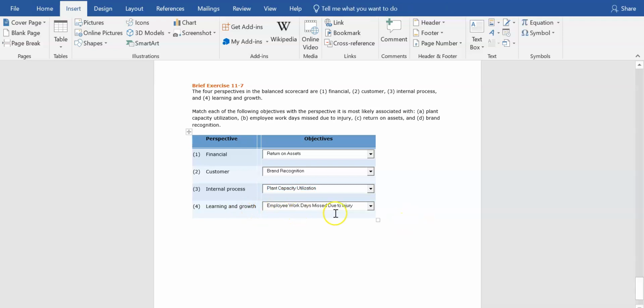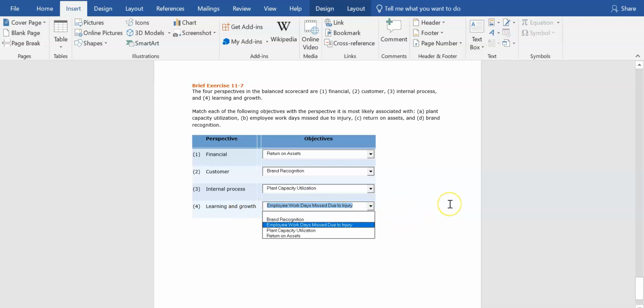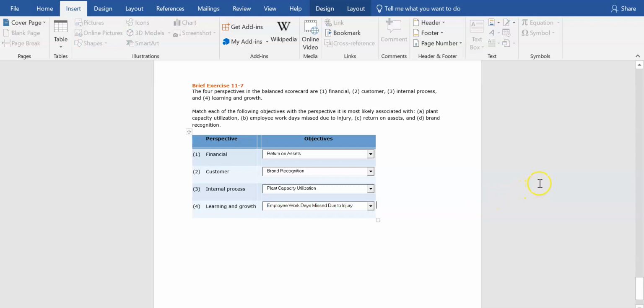And finally, learning and growth. How did we do in terms of our learning and growth within the organization? And out of these, the best objective to evaluate is how many employee workdays were missed due to injury. Okay, so just keep in mind that even though we focus on the financial in accounting, there are other ways to evaluate a company's success. And that's what the Balanced Scorecard gets us to keep in mind from a management's perspective.